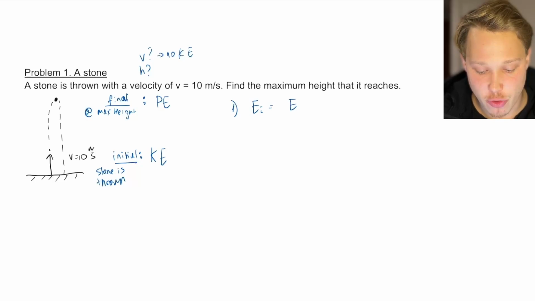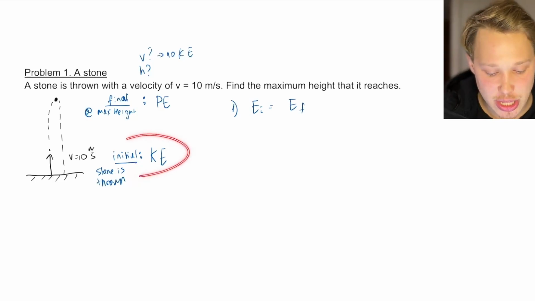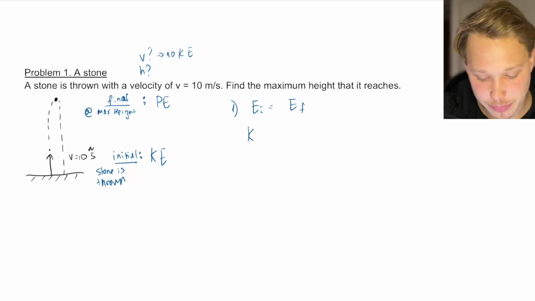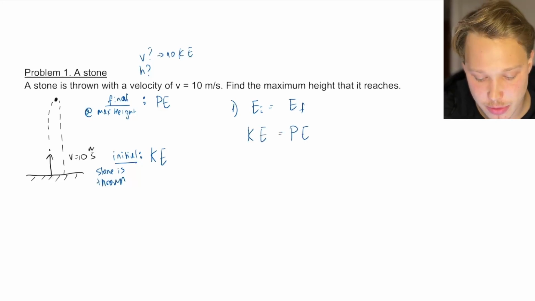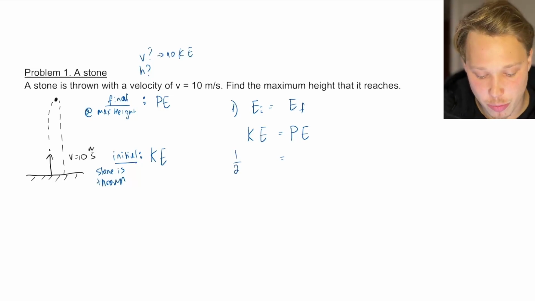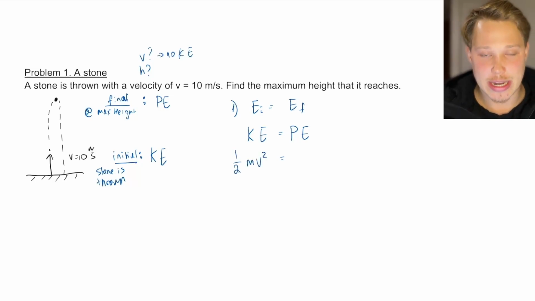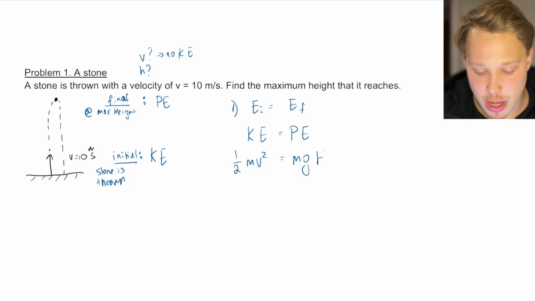Now let's write down our energy conservation formula: initial energy is equal to final energy. As we see, the initial energy is only kinetic energy, and the final energy is only potential energy. Now that we have figured it out, let's plug in our formulas for both. Kinetic energy has the formula 1/2 mv squared, and the potential is mgh.